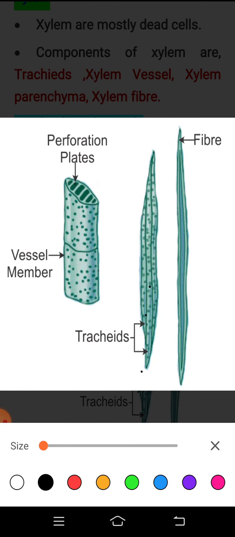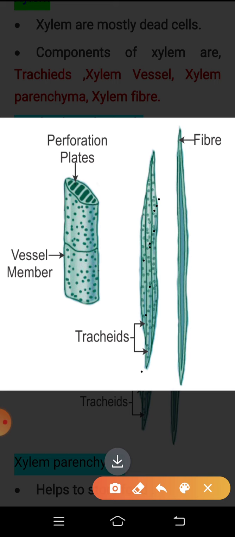There are some pores on the tracheids, right? These pores are called pits. And here are the vessels. You can observe the vessels. These vessels, which look like tubes, also have pits on them. Both the tracheids as well as the vessels have pits on them.